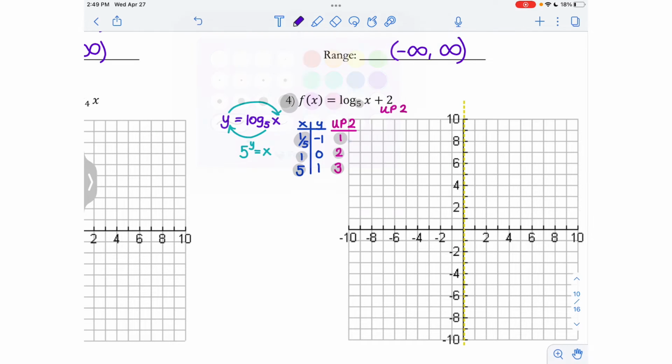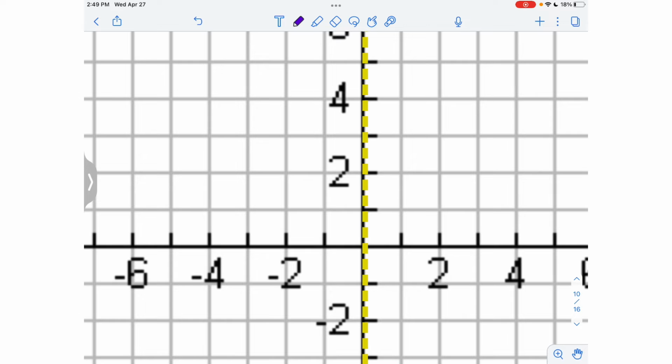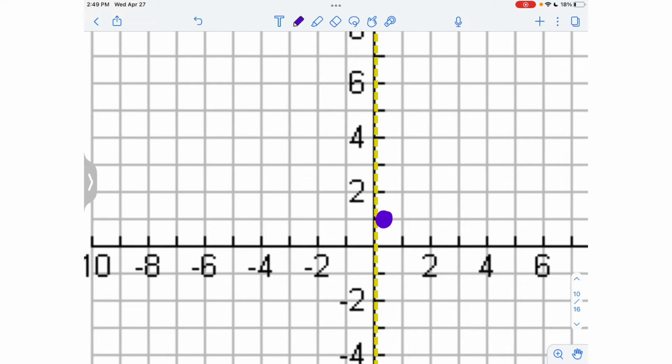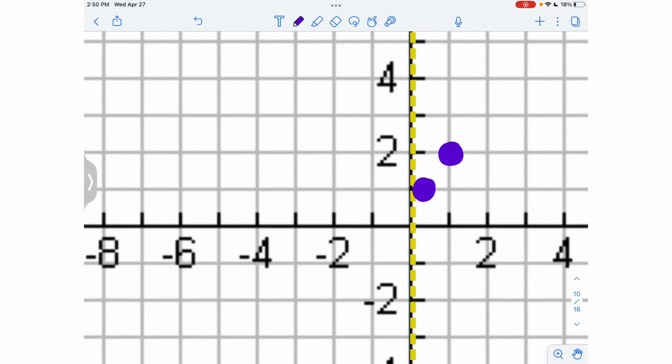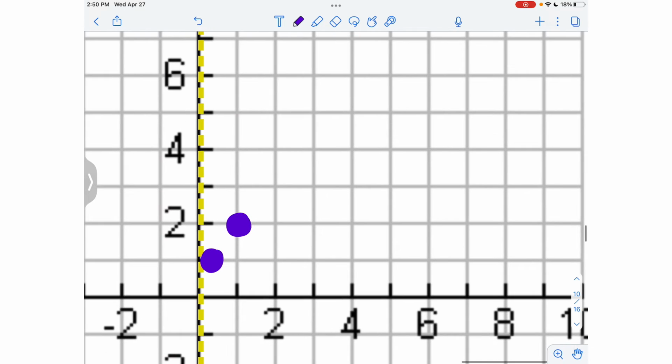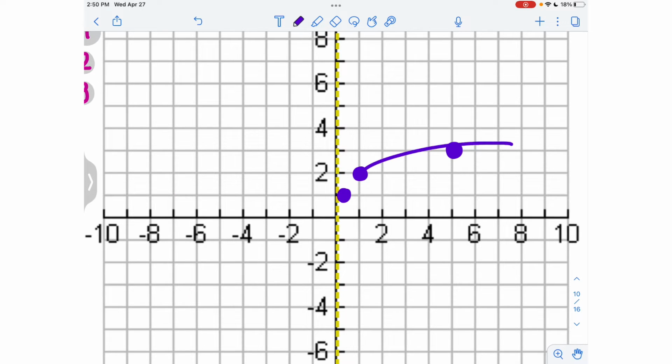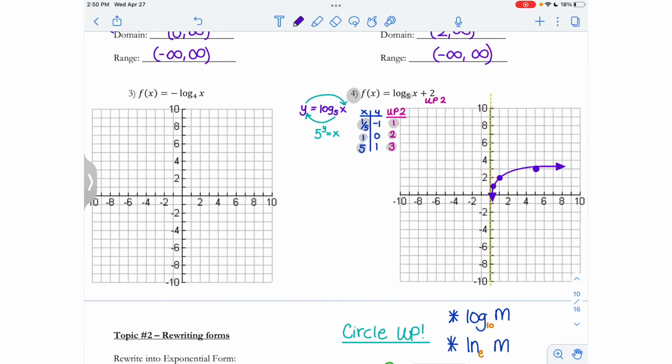My points are 1/5, 1. So just draw a dot close to 0 on the x and 1 on the y. Then 1, 2, and 5, 3. And give me a nice logarithmic looking curve. A logarithmic looking curve is like this. It looks kind of like a square root function, but with arrows both ways.